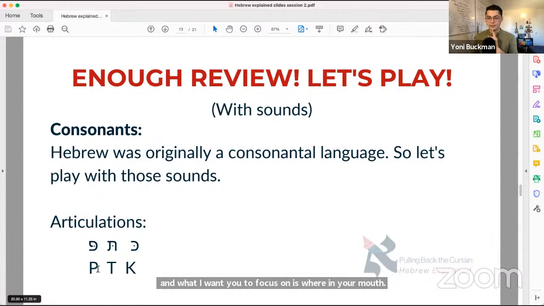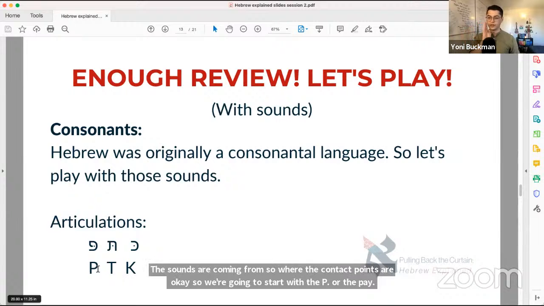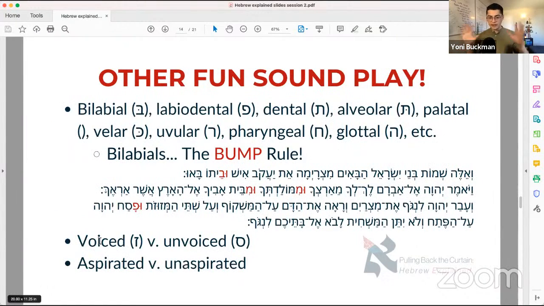Your tongue is up on your palate, basically behind the teeth, and you have the K, right? You're in the back of the throat, so you're moving backwards. PTK, right? You're moving backwards toward your throat. And there's a lot on this page, so I'm going to be careful here.